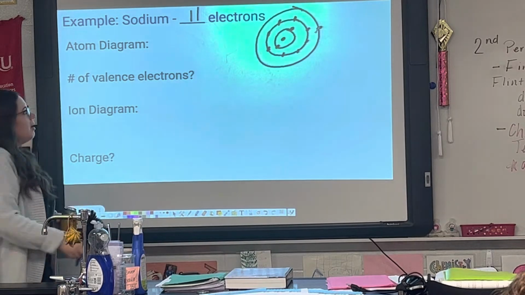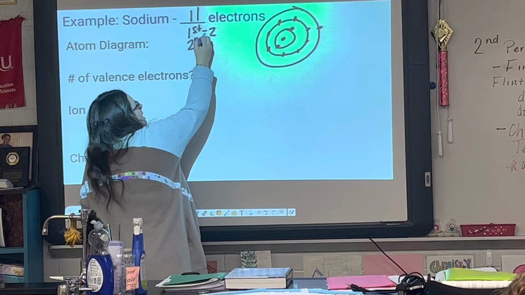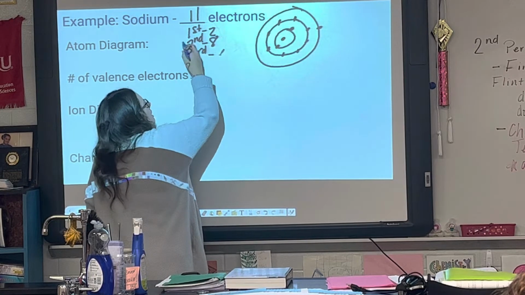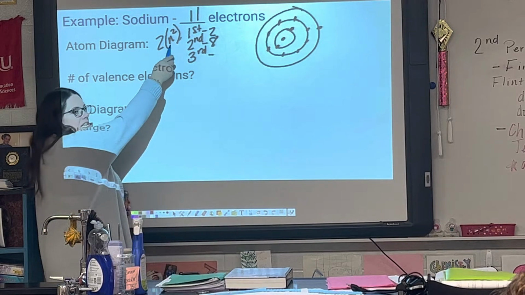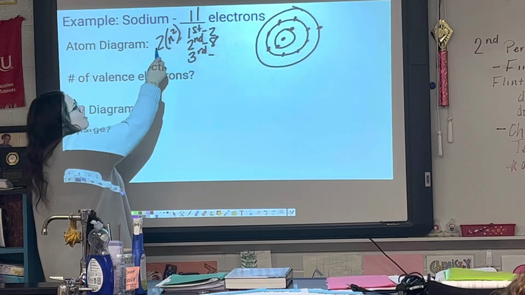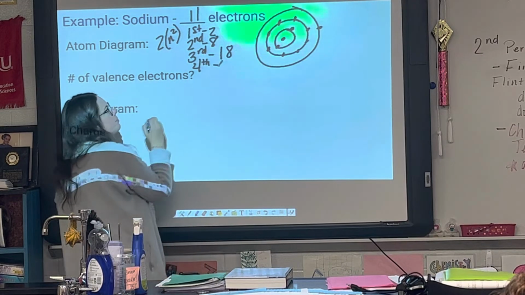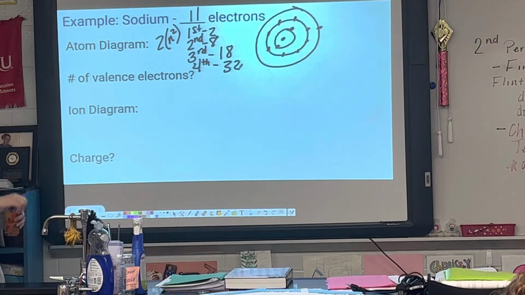So remember, my first energy level at max can have 2. My second can have 8. How many can my third have? So put 3 in for N. 3 squared is 9 times 2? 18. What about my fourth? 32. Alright, so that's my atom drawing.